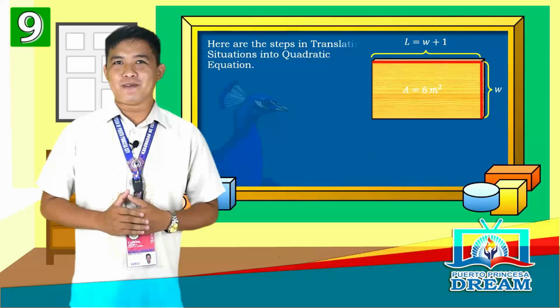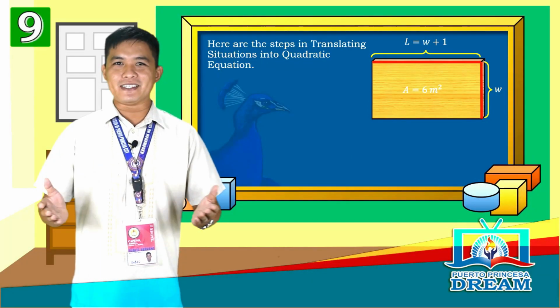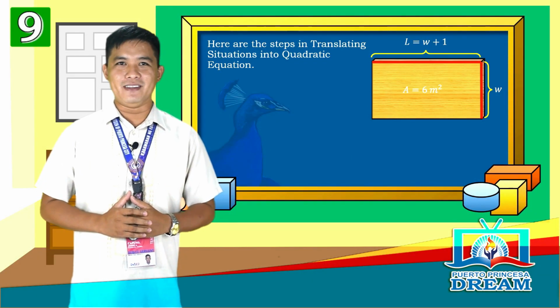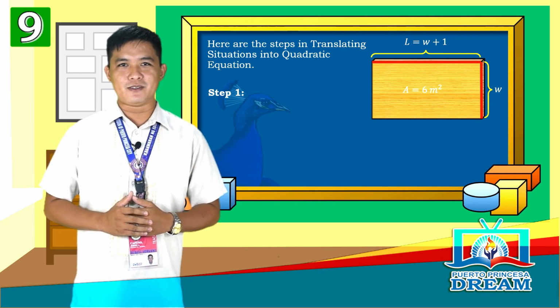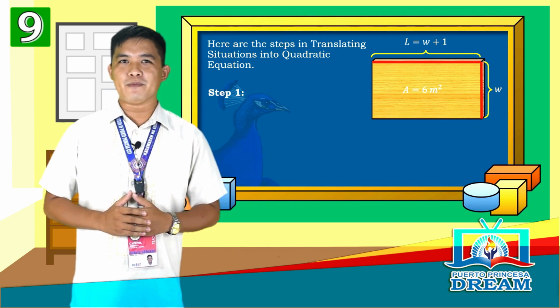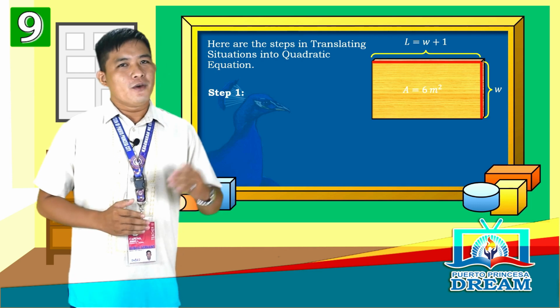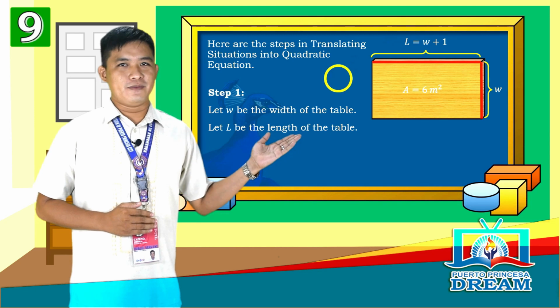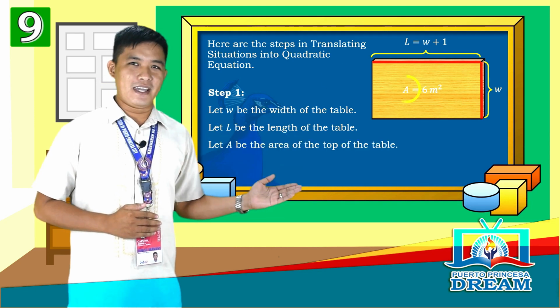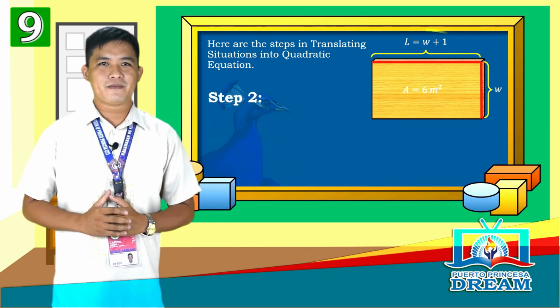Here are the steps in translating situations into quadratic equation. Step 1. Make a representation of the variables involved in the situation. Use letters to represent the variables. We let W be the width. We let L be the length of the table, and A be the area of the top of the table.